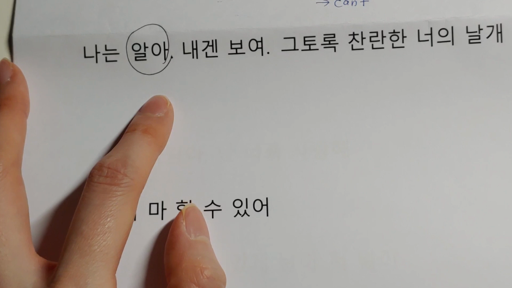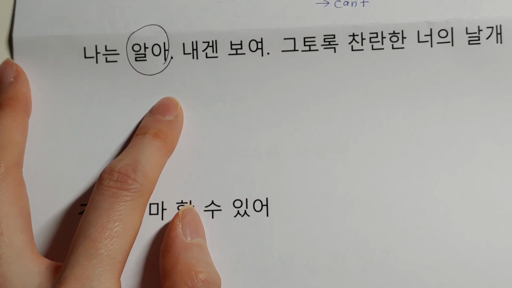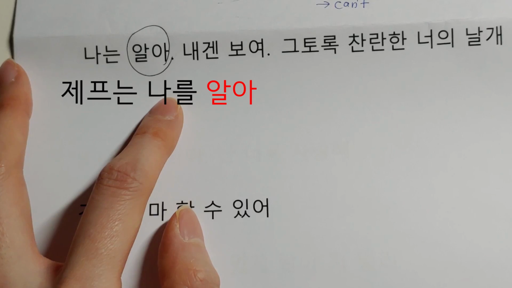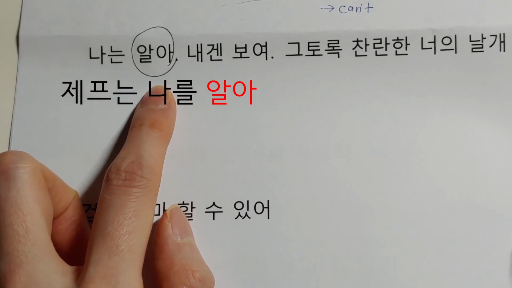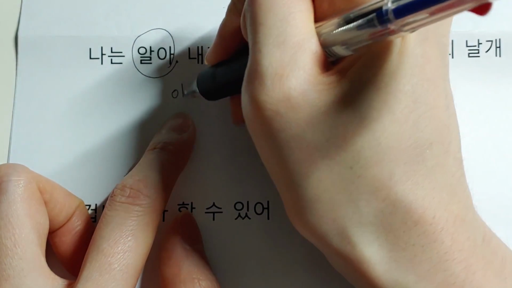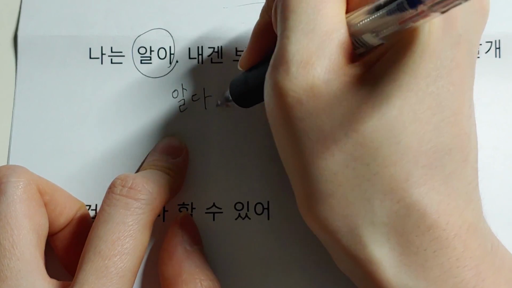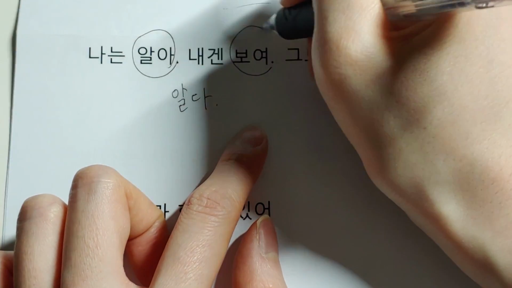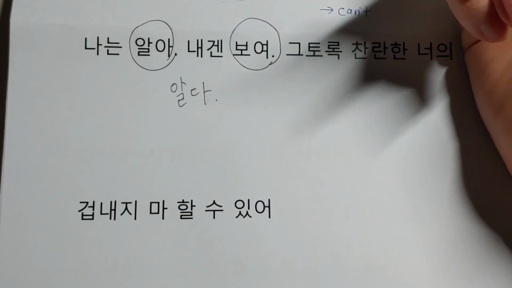Do you remember how to say Jeff knows me? Jeff knows me. 제프는 나를 알아. So 알아 is the present form of 알다, right? We don't need more explanation. And 보여 here is a new verb.